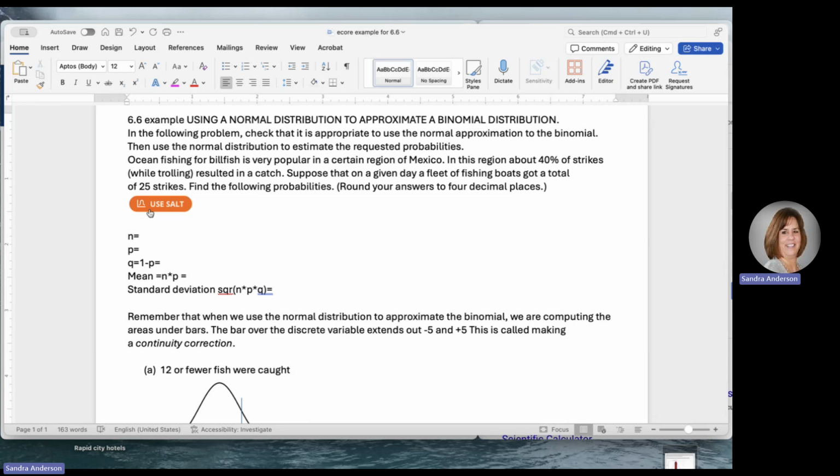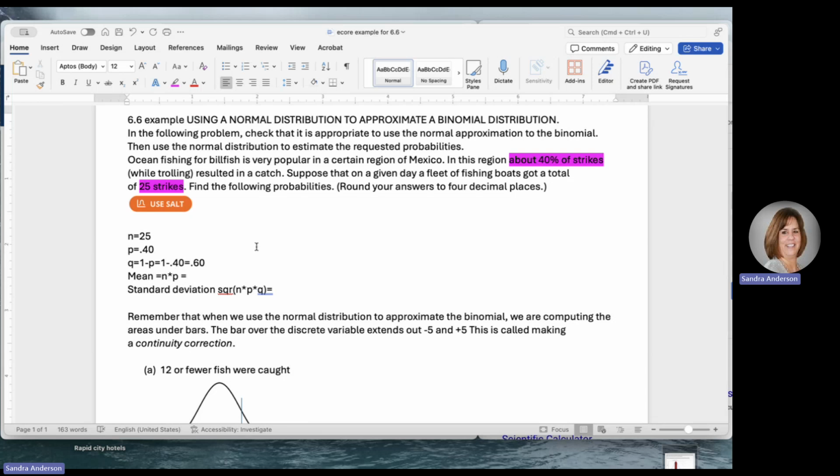So we have to have N, which is the number in our problem, and that is 25 strikes. And our probability of success, which is P, is 0.40 because it says about 40% of the strikes resulted in a catch. I usually highlight these in my problem. You can do the same. Q is equal to 1 minus P, so 1 minus 0.40 gives us 0.60. You can do that on your calculator if you need to.